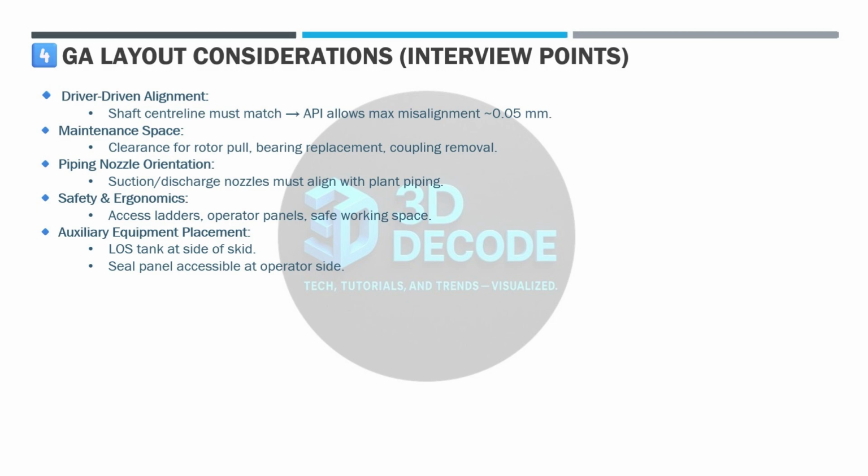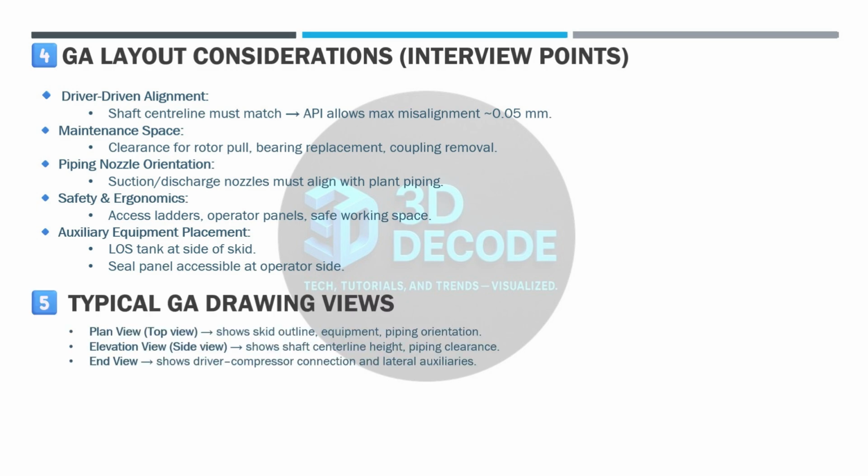Maintenance space. Clearance must be left for rotor pull, bearing replacement, and coupling removal. Piping nozzle orientation. Suction and discharge nozzles must align with plant piping. Safety and ergonomics. Operator access ladders, panels, and safe working areas. Auxiliary placement. For example, LOS tank at the skid side and seal panel accessible at the operator side.